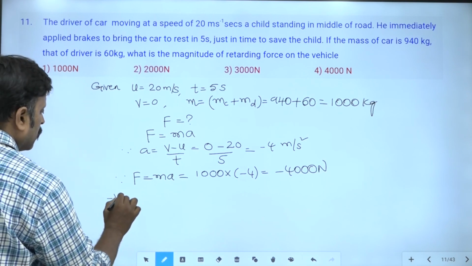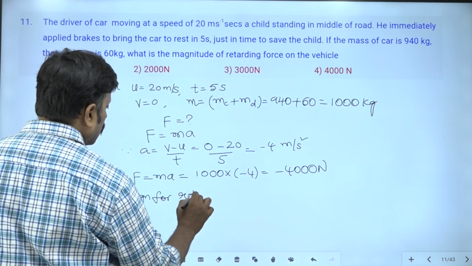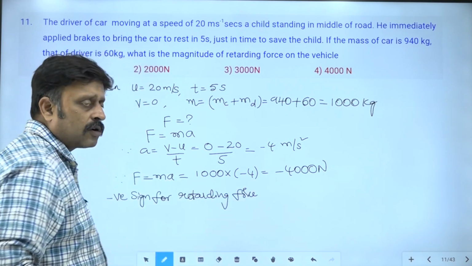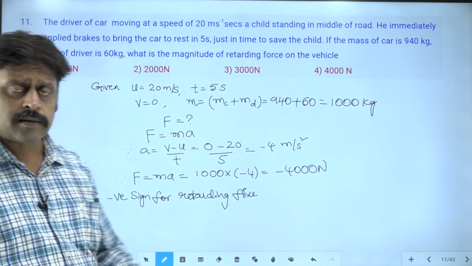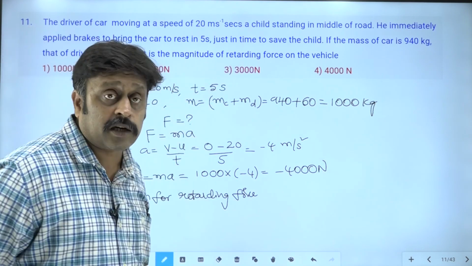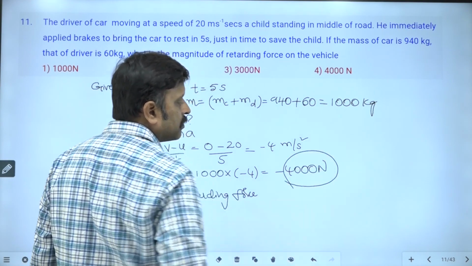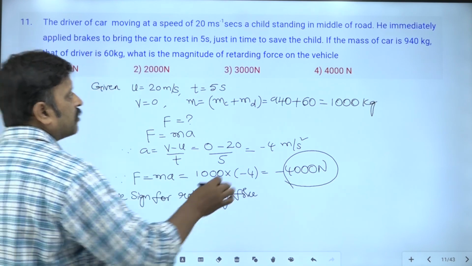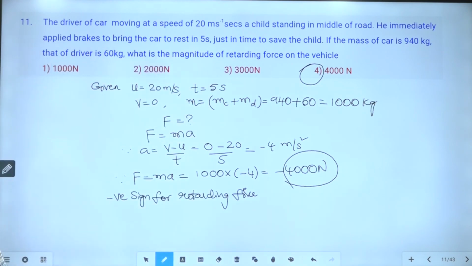Here the negative sign is for retarding force. I told you already, retarding force is nothing but the force which opposes the motion. So its sign need not be taken into consideration. We are asked to calculate only the magnitude of the force, so don't consider directions. 4000 is the correct answer. Where is the 4000? Here. 4000. So the fourth option is the correct one.